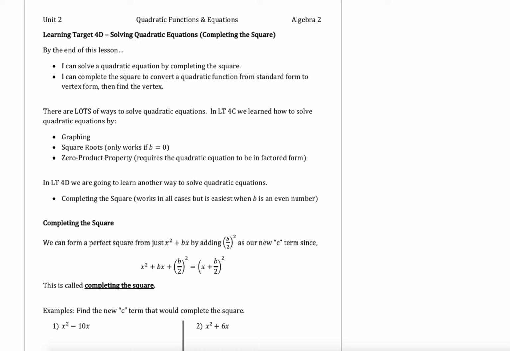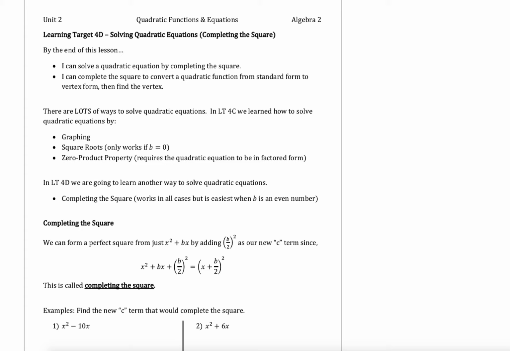So in our last learning target, we learned how to solve quadratic equations given a graph, by using square roots, and by using the zero product property. What we talked about a lot in those videos was that those only work in certain cases. Now if I have a graph, then I can definitely find the x-intercepts, which are our solutions, from that graph. When I solve using square roots, that only works if b is equal to 0. And the zero product property requires that the quadratic equation can be factored, which is not true for every quadratic equation. So now we're going to start talking about ways that will work for any quadratic equation.